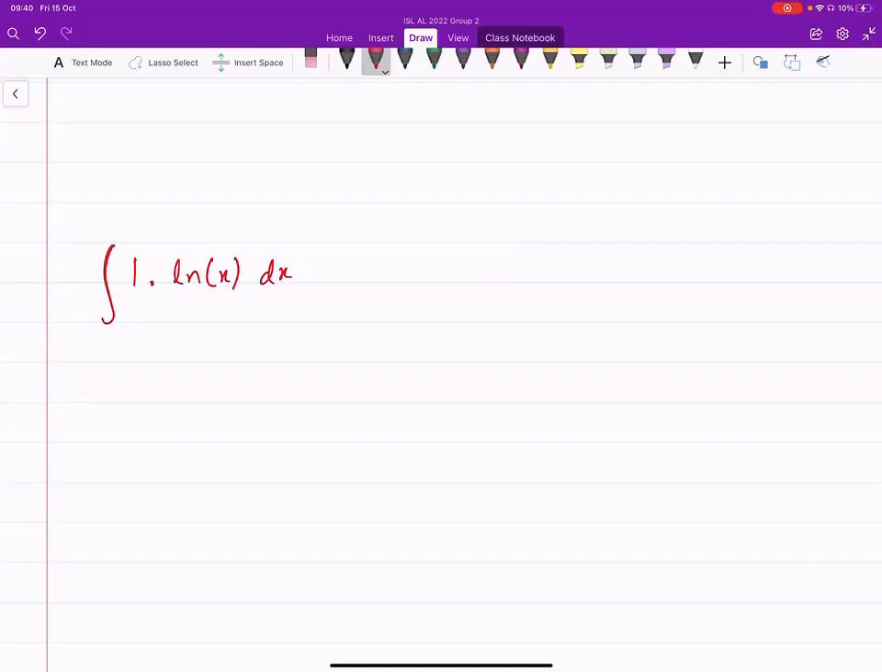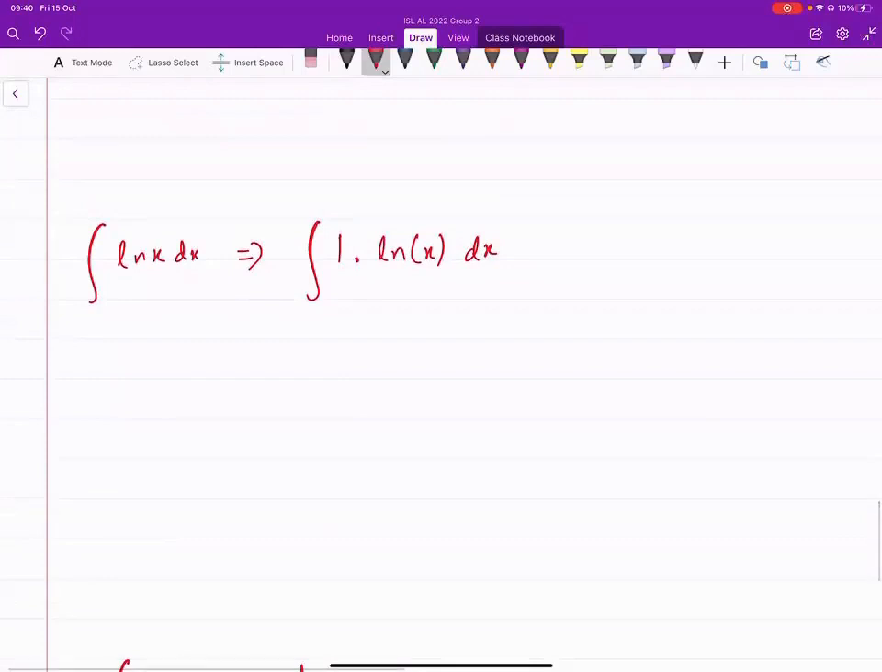So how do we integrate ln x? For the integral of ln x, what we do is write it as a product. We don't know the integral of ln x directly, so the way to find it is to write it as a product, 1 into ln of x.